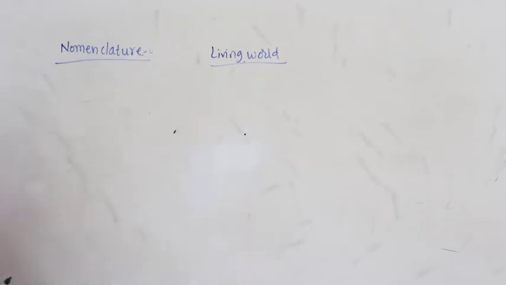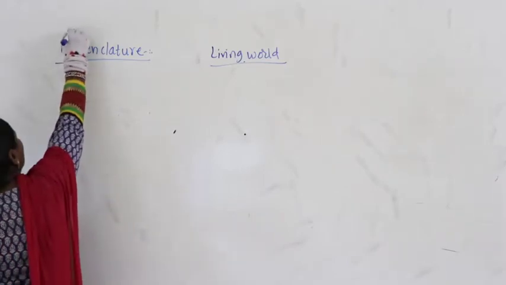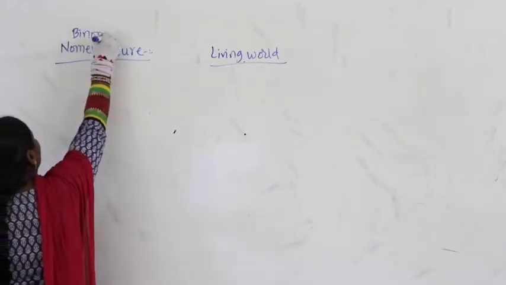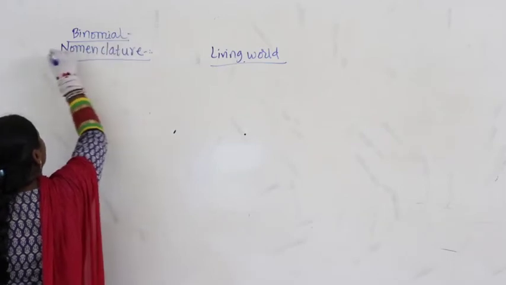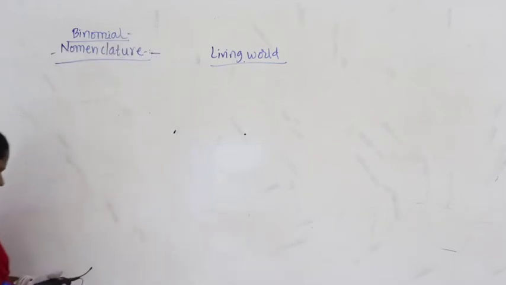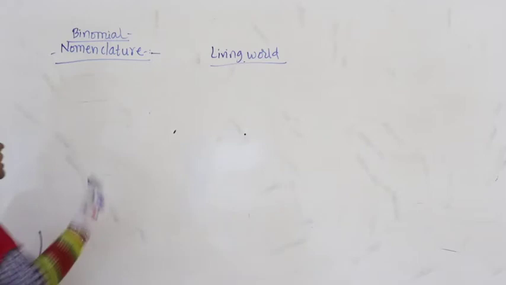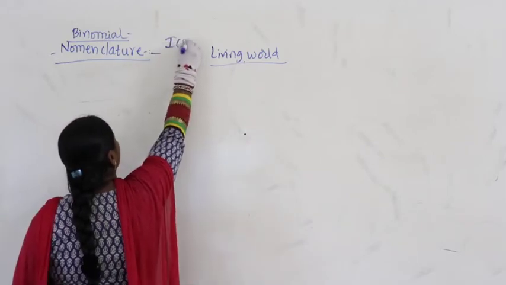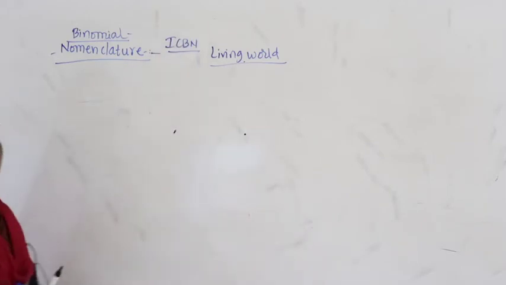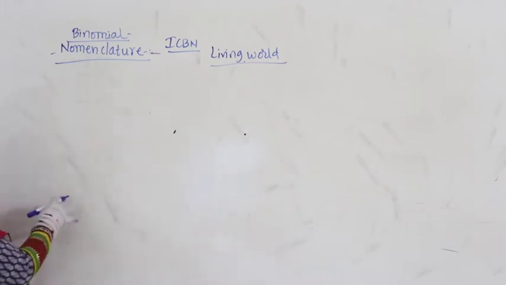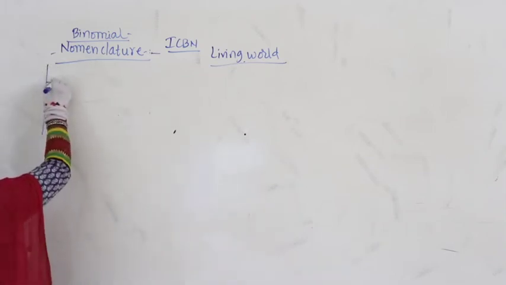What is nomenclature? The process of giving name or process of naming the organism itself is called as what? Nomenclature. Now here we are going to discuss about binomial nomenclature. So when you take the binomial nomenclature, now according to ICBN, what is ICBN? International Center for Botanical Nomenclature. Now we have certain rules and regulations. Let us discuss one by one.